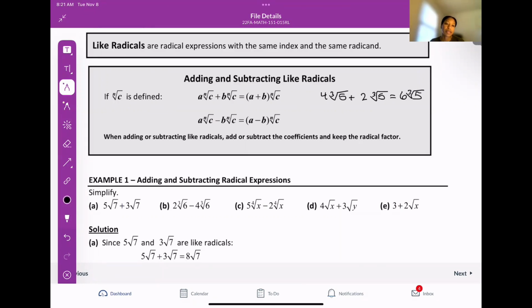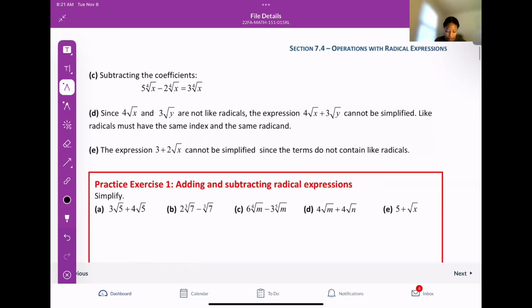And of course, it will work out the same way if we were subtracting. If we did 4 cubed root of 5 minus 2 cubed root of 5, that would be 2 cubed root of 5. You subtract the coefficients out. It's kind of like if you had 4x plus 2x, that would be 6x. Works the same way with like radicals. All right, we're going to jump to the practice problems for this.